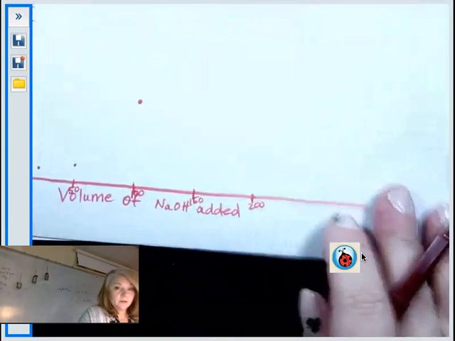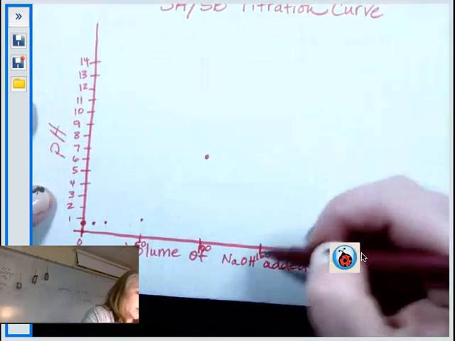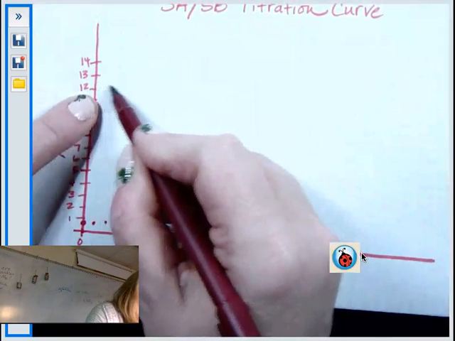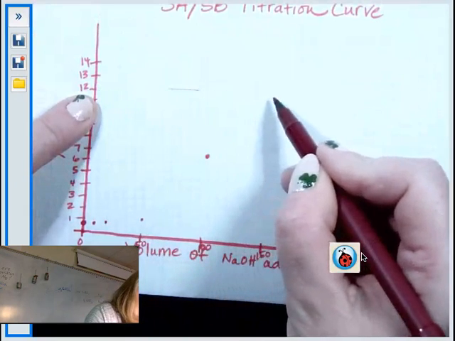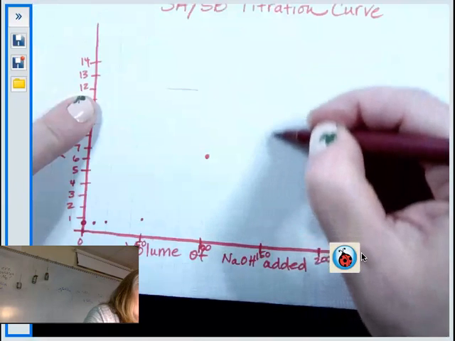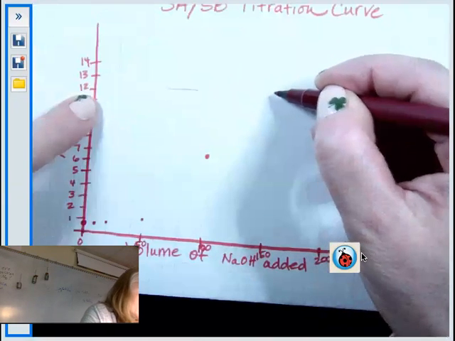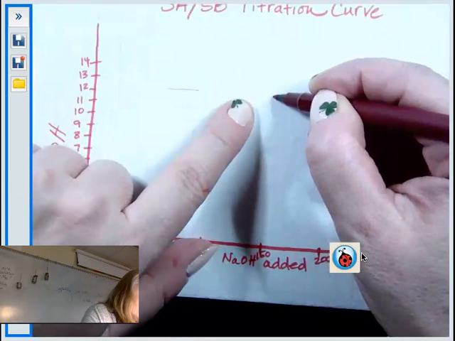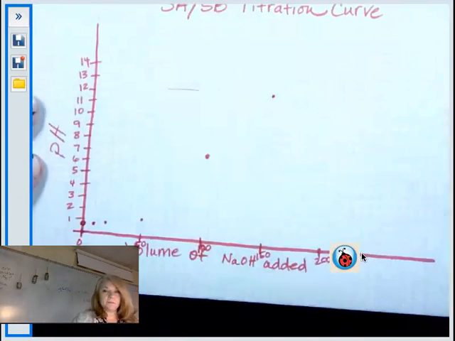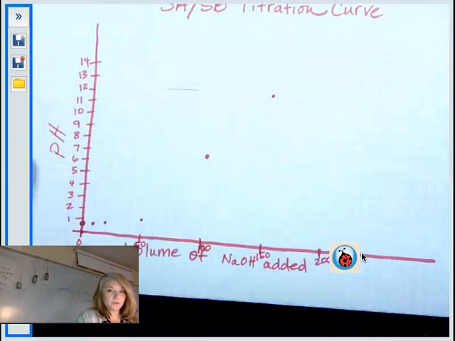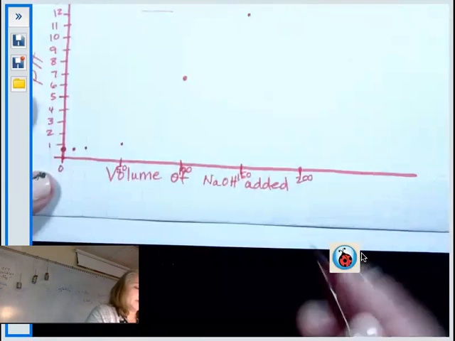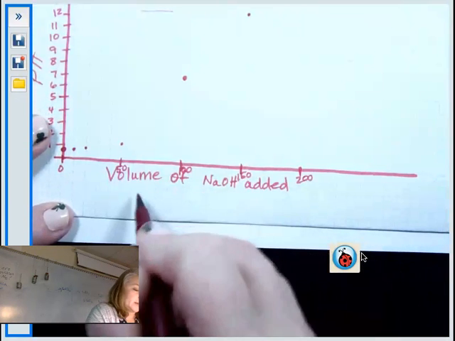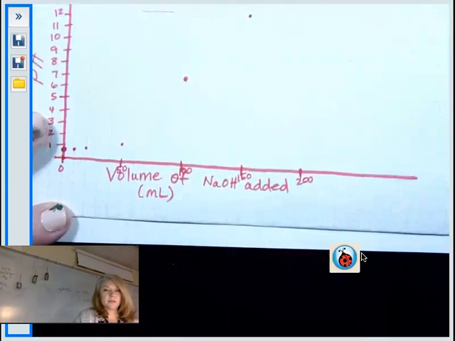Yeah, we have to be careful with that. Okay, so at 150 milliliters, we're all the way up to 12.4. This is hard for somebody with astigmatism. I need a ruler. Okay. I think you're right. You should always put your units underneath that. So volume of NaOH added, milliliters. Excellent work, Casey.